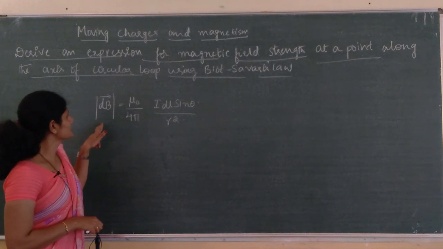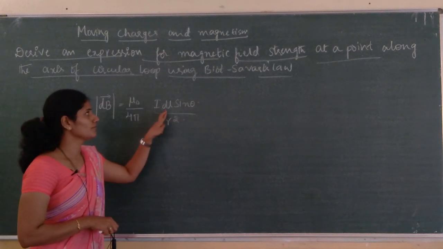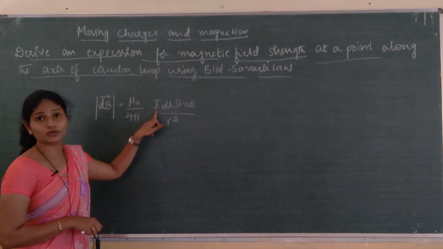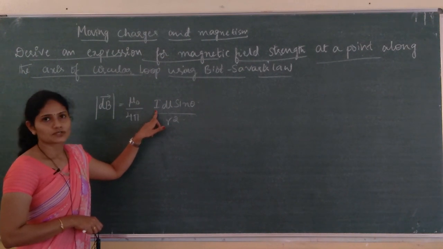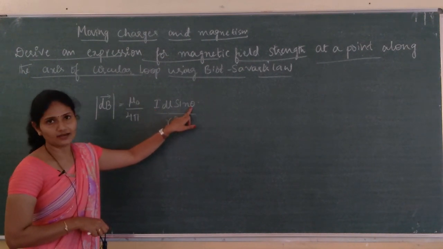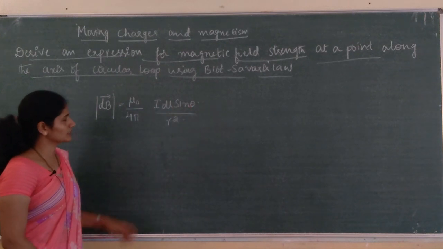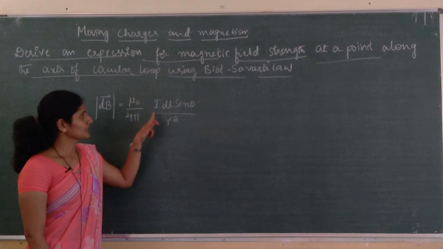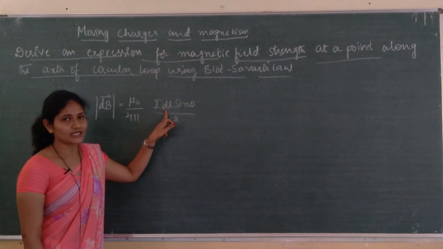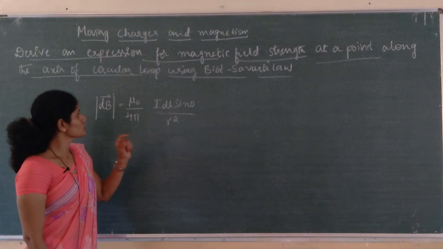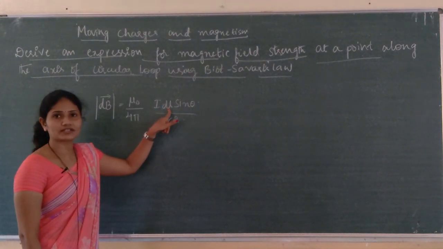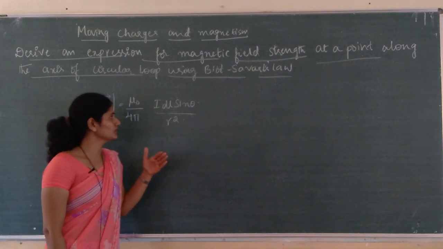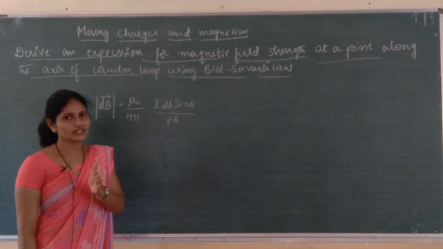The strength of the magnetic field depends on dl, the length of the line element, on the current I, and on theta. What is theta? Here we are considering the line element as a vector. So theta is the angle between the line element dl vector and the position vector r vector. And r is the distance between the line element and the point P.